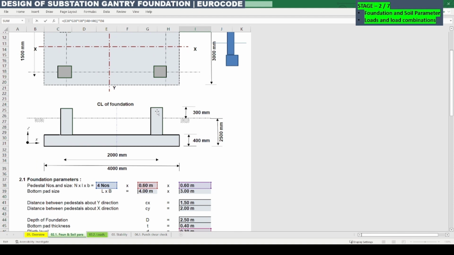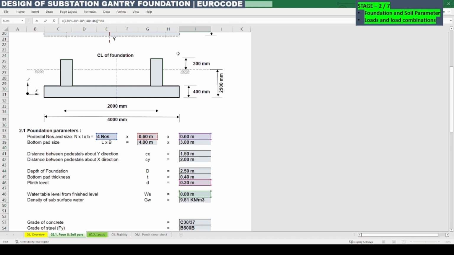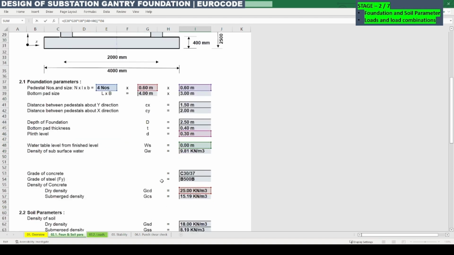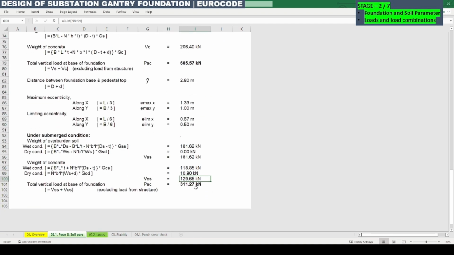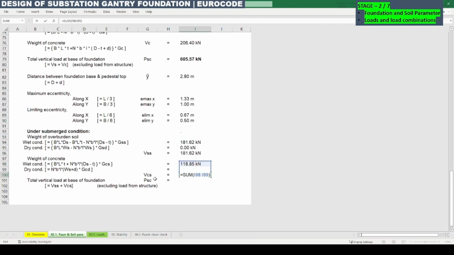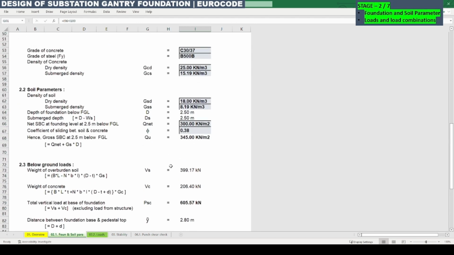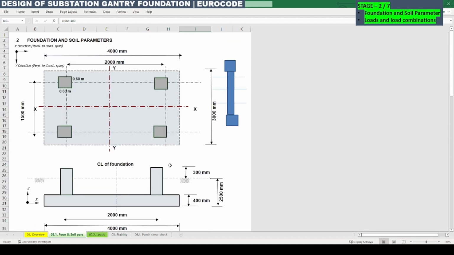And also the dry density of the concrete, which is the concrete weight above the ground, we need to consider: 4 pedestals, 4 into 0.6 into 0.6 into 0.3, the height above the ground, into the dry density of the concrete. The summation of this weight of concrete is 129.65 kilonewton. So the summation of the overburden soil and the concrete weight is 311.27 kilonewton. These are the foundation and soil parameters we need to calculate manually.